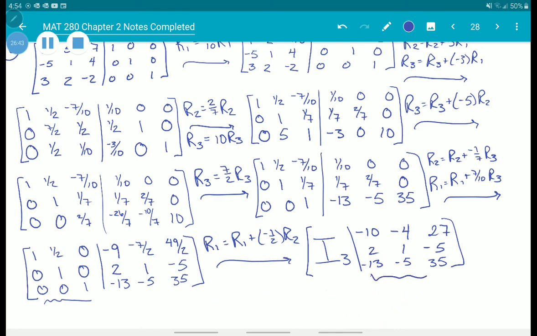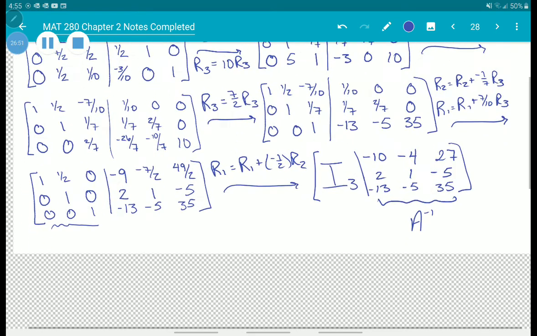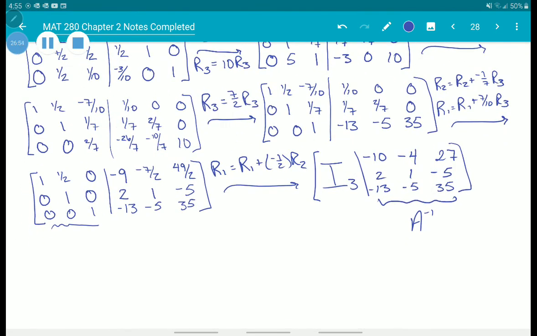So this guy is our inverse matrix. Oops, wrong notation. There's our inverse. And we could always double check this. Like we said before, we could plug it in the calculator and see what we get. But this will be the inverse for this matrix. And let's do one more.